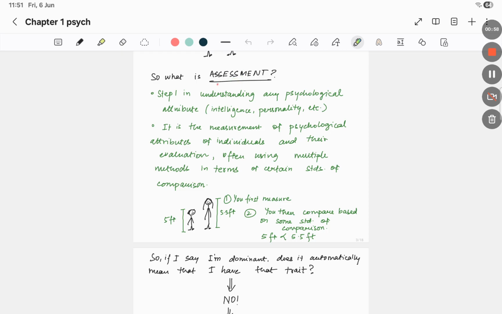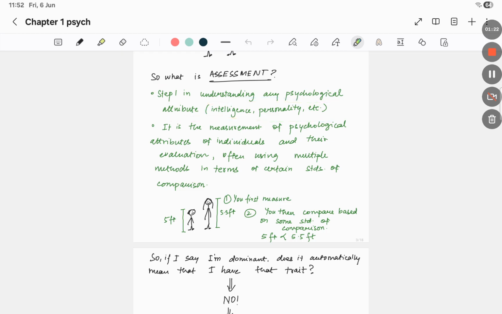So what exactly is assessment? So how do we compare? We first need to assess how much of each psychological attribute we have, the degree to which we have each psychological attribute. So for that we use assessment. So what exactly is assessment? According to the book, it is the step number 1 in understanding any psychological attribute.